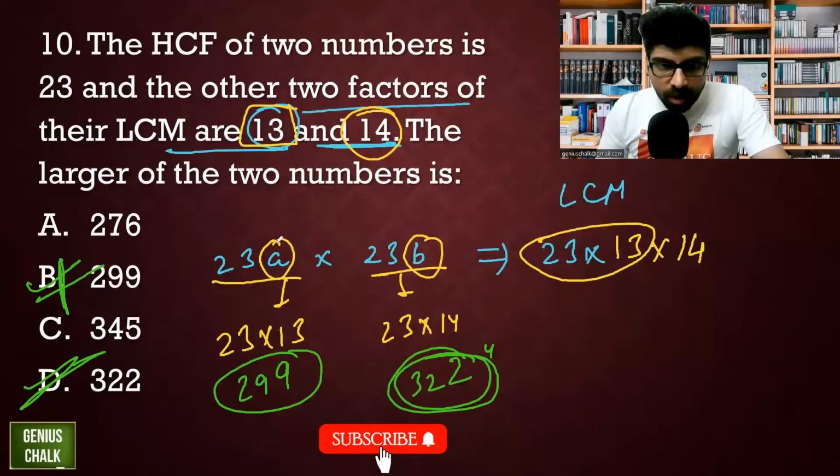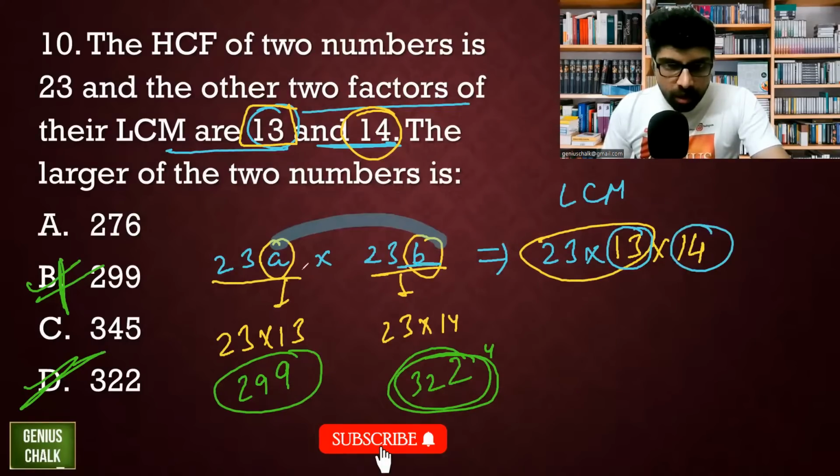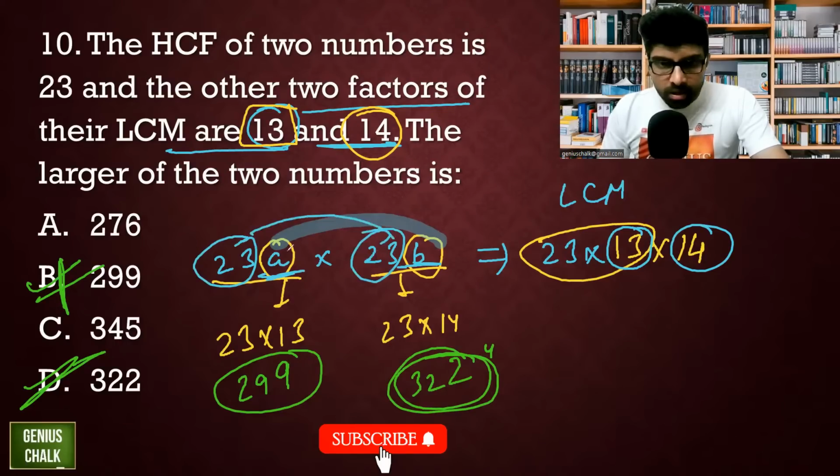Because it is A and B, this A and B must be none other than these numbers only, because 23 is the HCF, which means that is present. These different numbers are co-prime, that's why they are coming in the LCM, right?